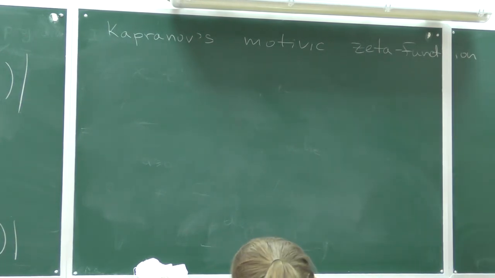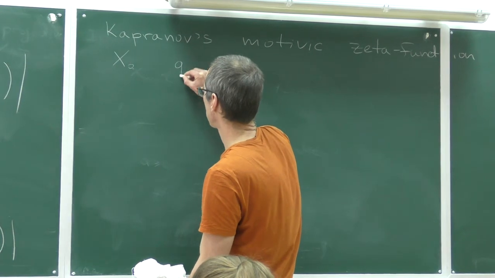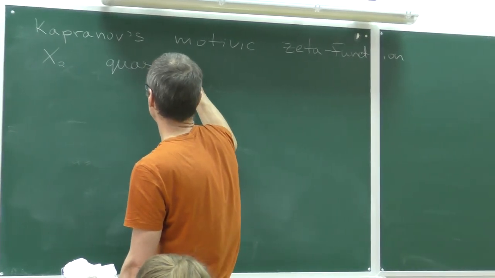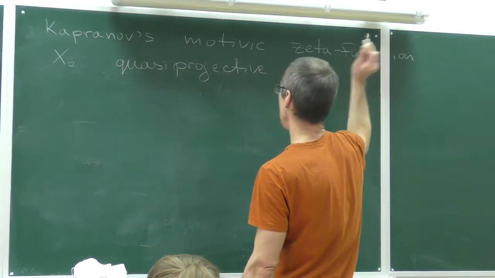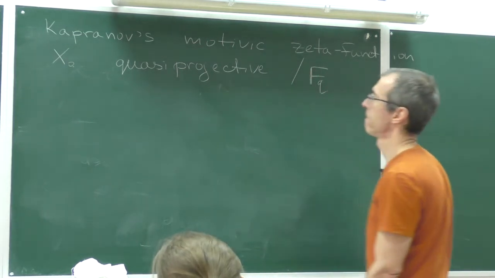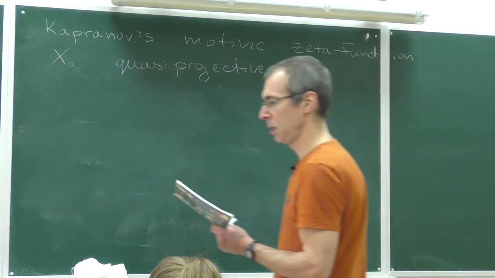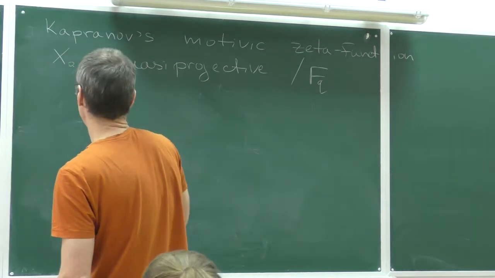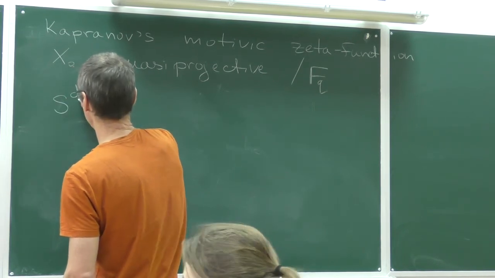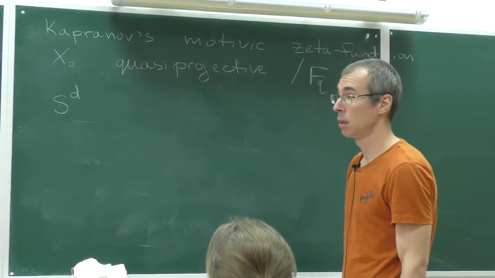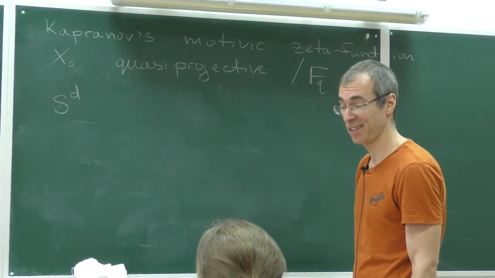So it's a very nice, beautiful idea. Let's take any quasi-projective variety, say over F. And then I want to form what's called the symmetric power of this. It's an open subset in a projective variety. Okay.